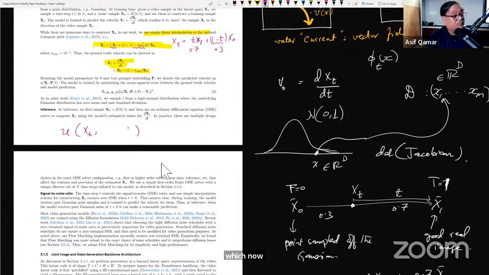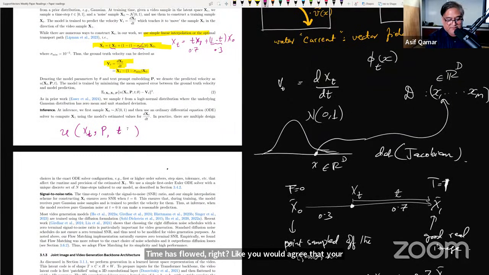It has some prompts. Remember, this produces xt, but based on what? A prompt there and the time itself. Time has flown, right? You would agree that your predicted xt, or the constructed xt from the model, is something like this. It has built it out of the input, and it has built it out of the prompt, and it is a function of time.